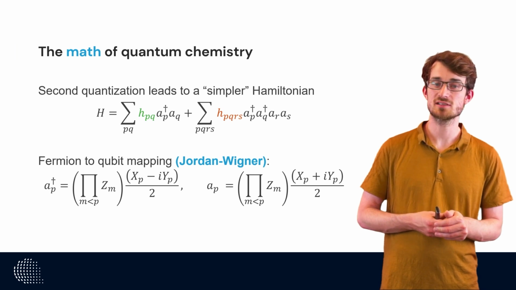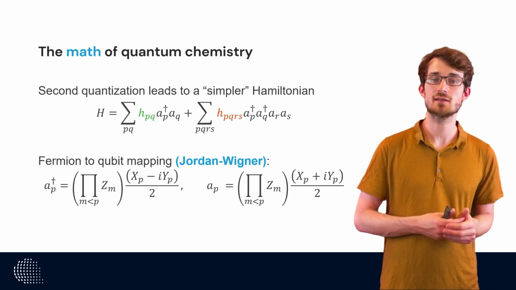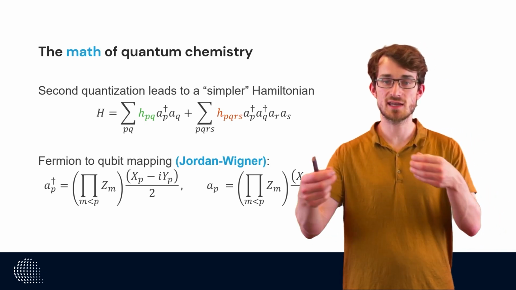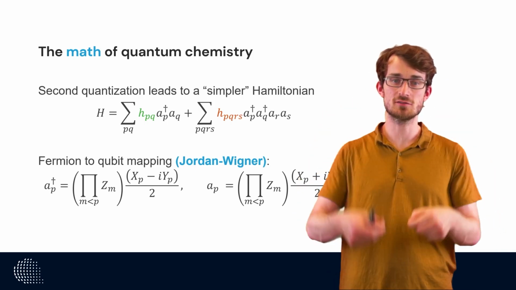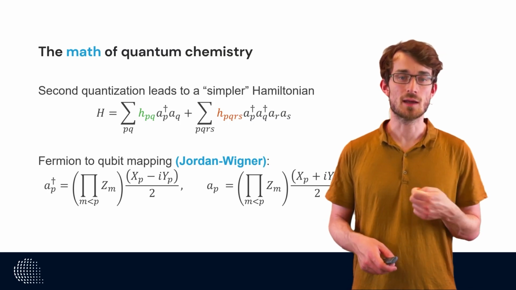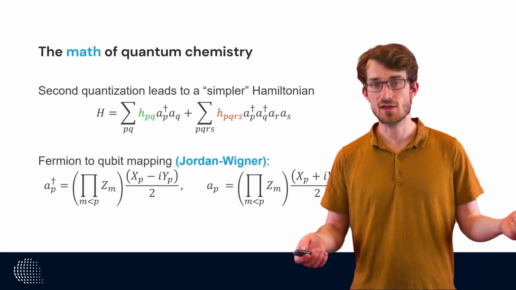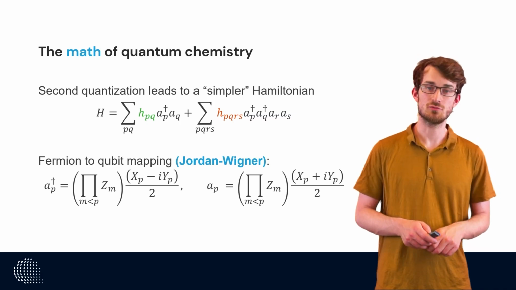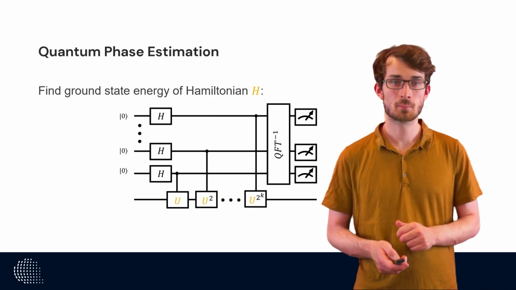And this way, these product operators of qubits now behave like they were fermionic operators. So we can take these two expressions and just plug them into the Hamiltonian above to give us a qubit Hamiltonian. Okay, now we have a qubit Hamiltonian. So how can we use that to solve our quantum chemistry problem?